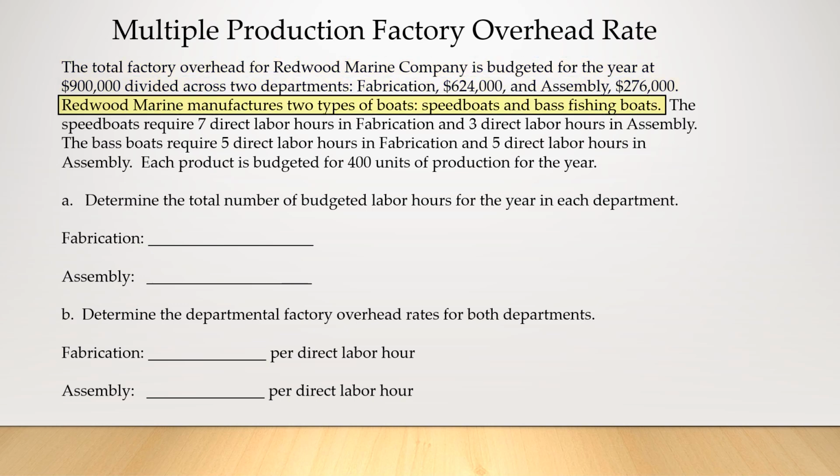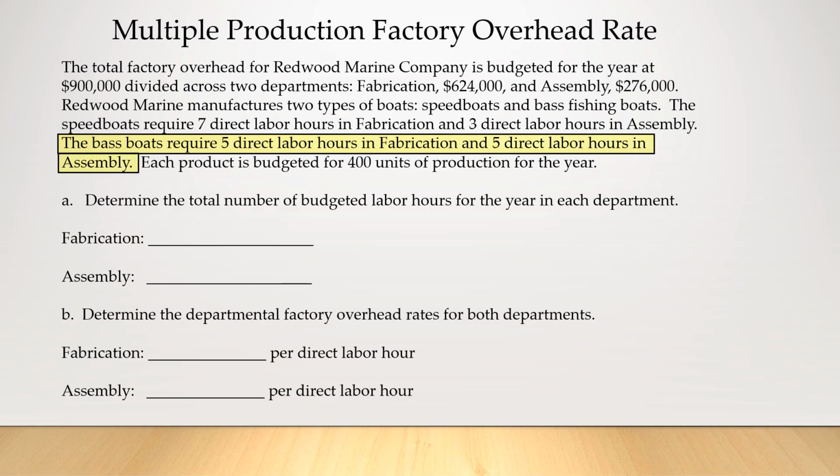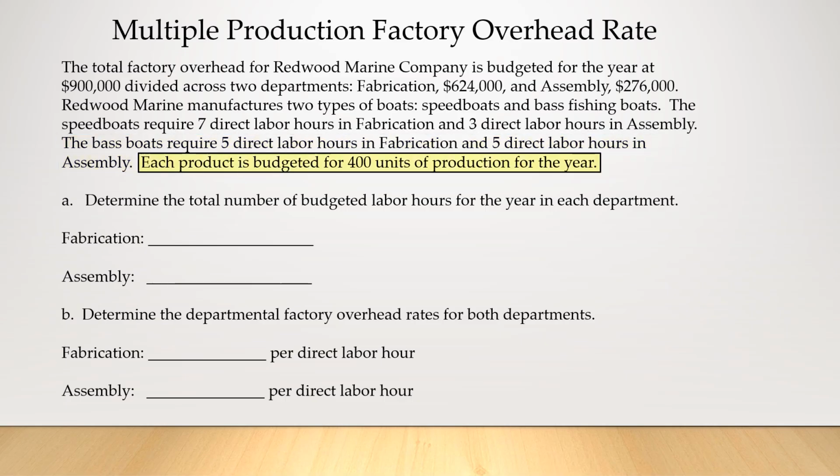Redwood Marine manufactures two types of boats, speed boats and bass fishing boats. The speedboat requires 7 direct labor hours in fabrication and 3 direct labor hours in assembly. The bass boats require 5 direct labor hours in fabrication and 5 direct labor hours in assembly. Each product is budgeted for 400 units of production for the year.